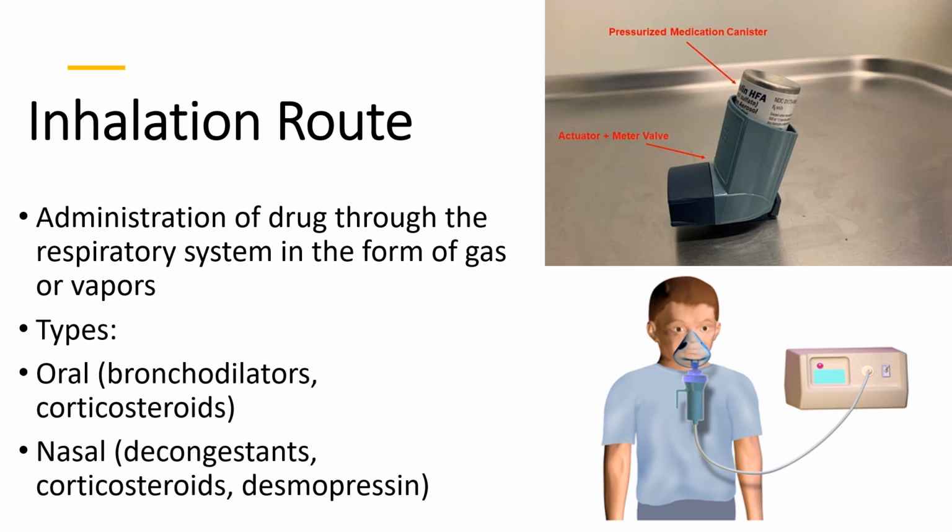Next route of drug administration is the inhalation route. By this route, the drug is administered through the respiratory system in the form of gas or vapors. Types of this route include oral inhalation, in which bronchodilators and corticosteroids are given orally, and nasal inhalation, in which decongestants, corticosteroids, and desmopressin in case of diabetes insipidus are given by nasal inhalation. The inhalation route is used for the treatment of some respiratory diseases, for example asthma, and in case of general anesthesia.